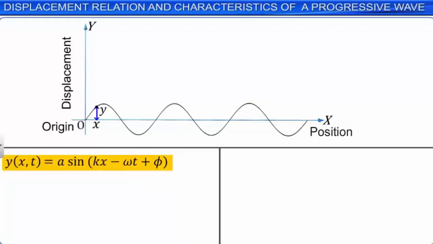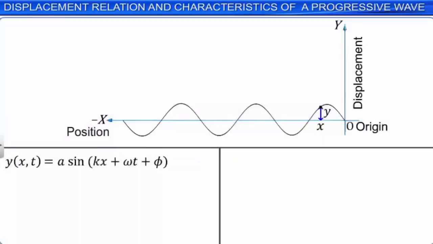To represent a progressive wave traveling along the negative direction of the x-axis, that is, from right to left, the equation is y(x, t) = A sin(kx + ωt + φ). These equations are obtained from the harmonic circle.